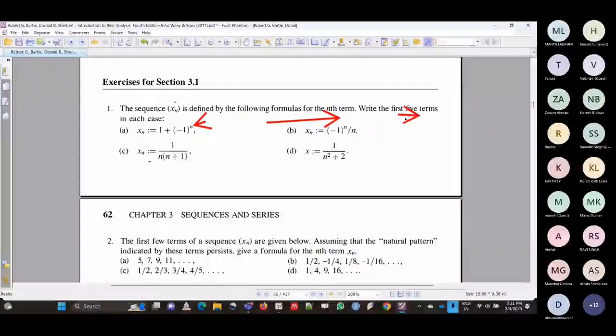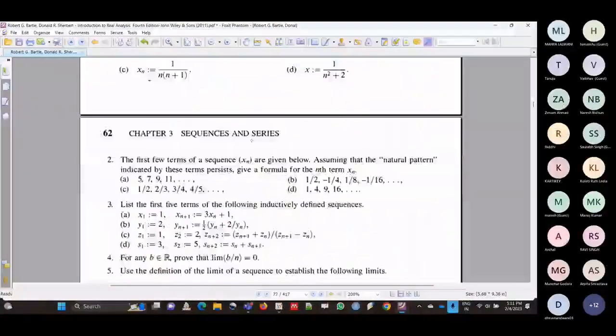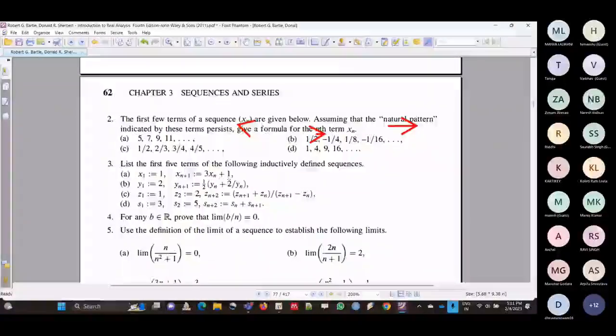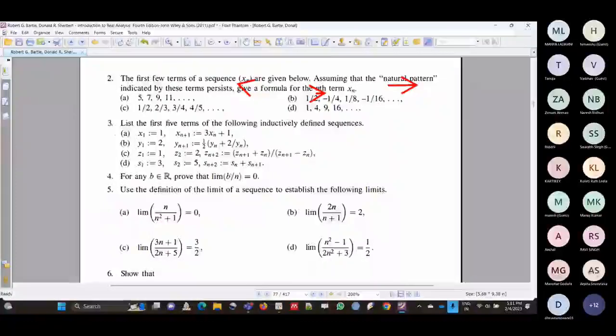In the second question, they have written a few terms, in some cases four or five terms. So they want the nth term here in their natural pattern. This you can do. I think we have discussed this already in the class.